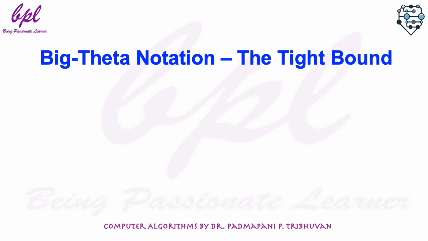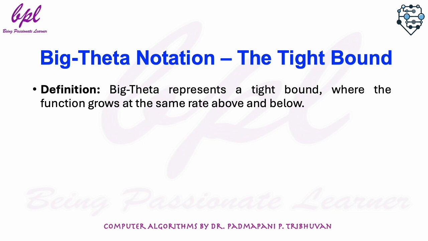Now let's discuss Big Theta notation. When analyzing the growth of algorithms, it's often helpful to have a precise understanding of how their time or space complexity behaves. While big O and big omega give us the upper and lower bounds, big theta provides a more accurate and tight bound. This notation tells us how an algorithm grows in both the best case and the worst case scenarios, providing a more balanced view.